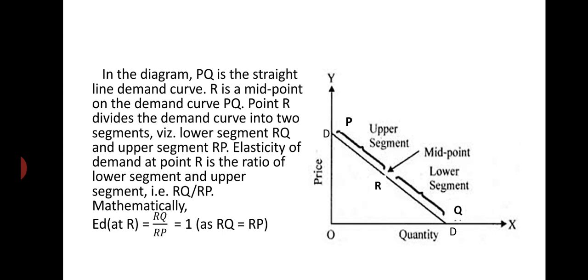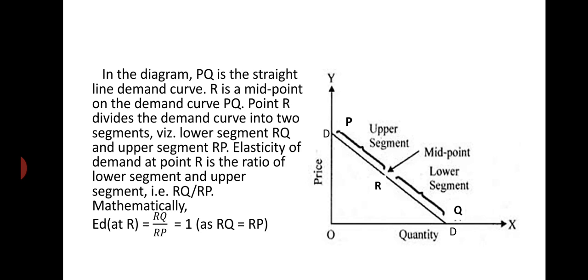How to calculate elasticity of demand? This is a very easy method. When R is the midpoint, to find out elasticity of demand at point R, we have to take RQ divided by RP, and we know that as it is the midpoint, RQ is equal to RP. So RQ by RP, lower segment by upper segment, becomes 1.